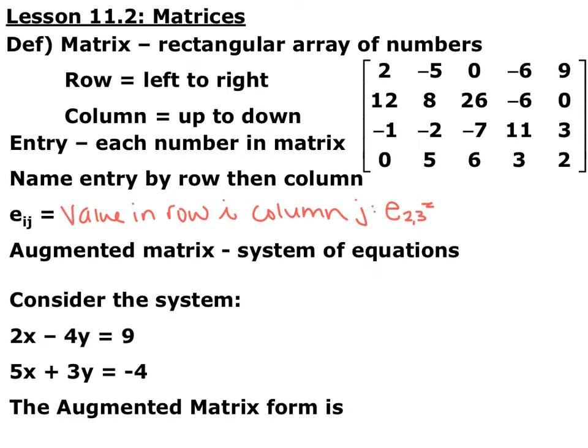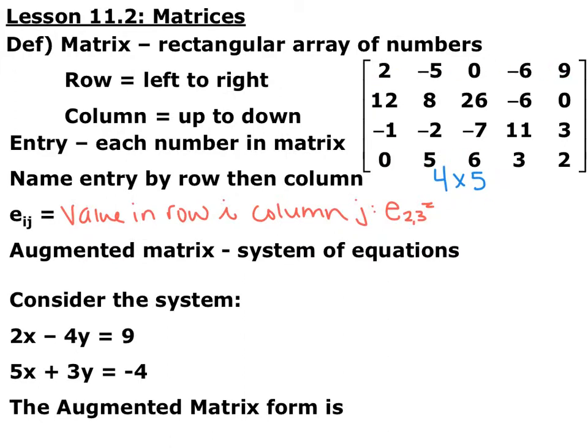Sections 11.2 through 11.4 deal with matrices, which is a way to organize systems of equations. So this is an example of a matrix. It's a rectangular array of numbers. These are the rows, these are the columns. We label the size of a matrix, the rows by the columns. So this would be a 4 by 5 matrix, 4 rows by 5 columns.